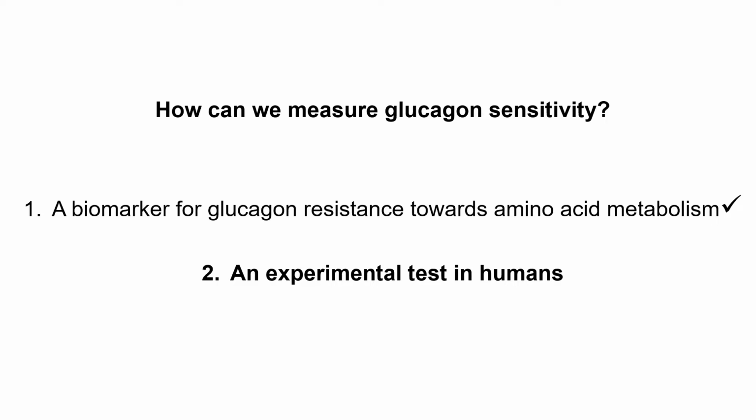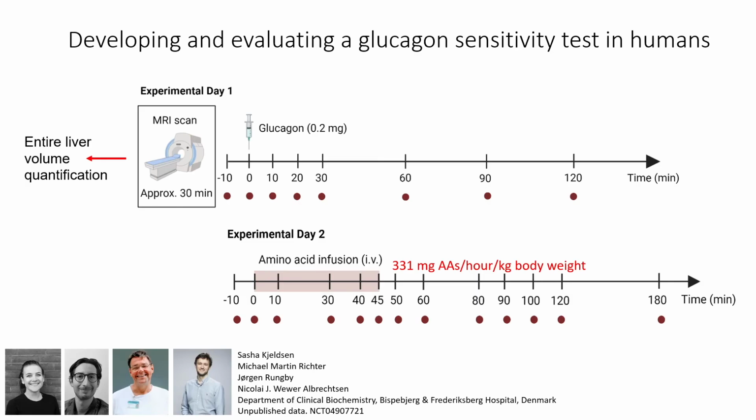The second option would be to have an experimental test in humans. And my colleagues Sasha, Michael, Jørgen, and Nikolai are currently working on developing and testing this in humans. The test consists of 2 experimental days. On the first day, the participants, after an overnight fast, receive a bolus of glucagon IV. And on the second experimental day, they receive an amino acid infusion.